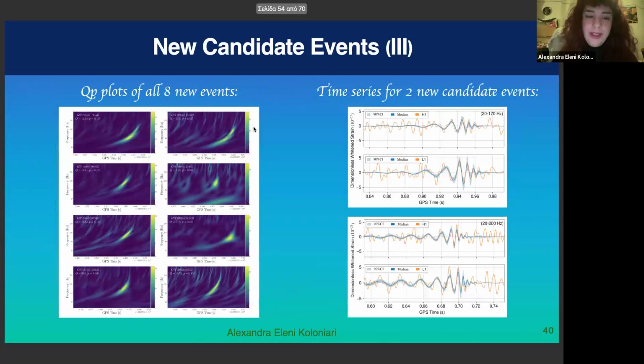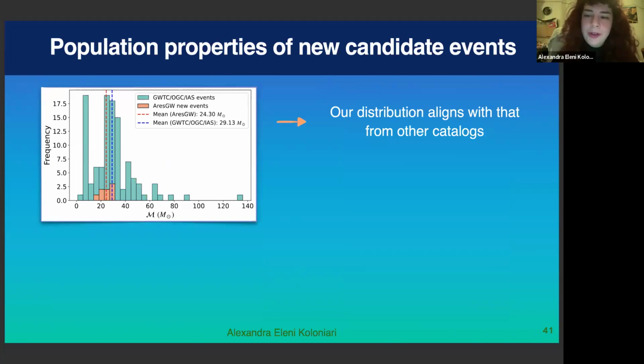Here I also present the QP plot of all of our 8 events, and you can clearly see the chirp that we discussed about earlier. And I also present a time series example for 2 of our new candidate events in order for you to see how the data of the detectors look like and how the reconstruction looks like. And you also see the 90% confidence interval depicted with light blue, and you can see that they are a very good fit.